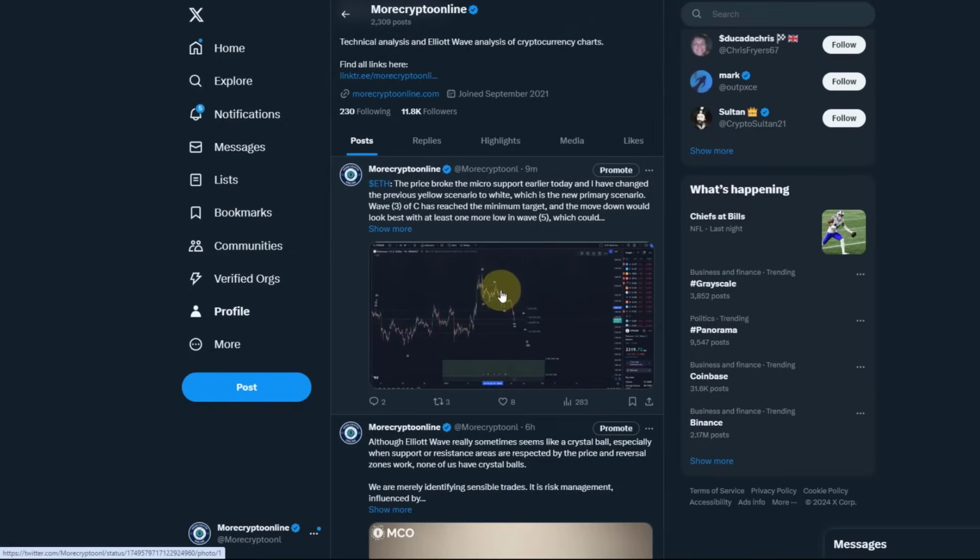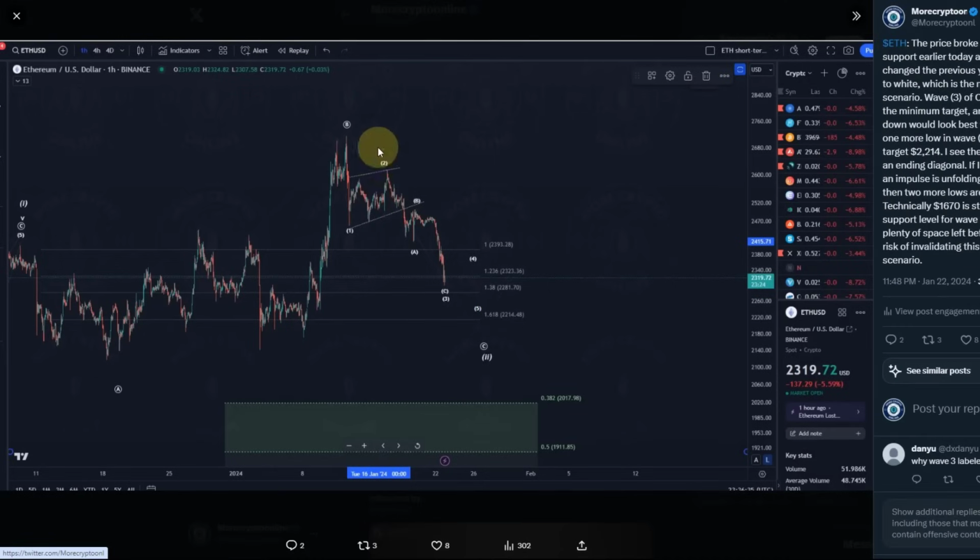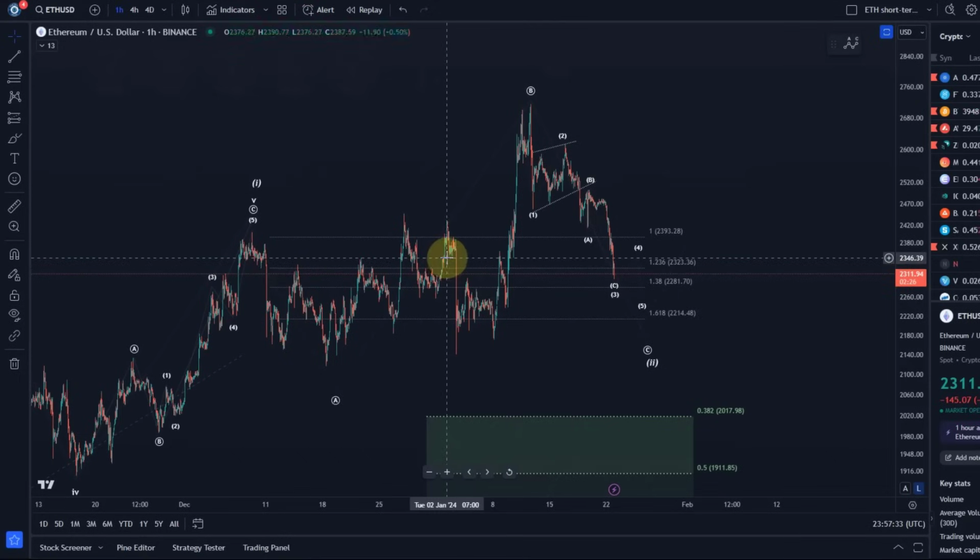Earlier today, I already posted here about Ethereum and this ongoing decline that micro support broke. So I want to share with you how the microstructure in this move down is looking, but I also described it in that update.